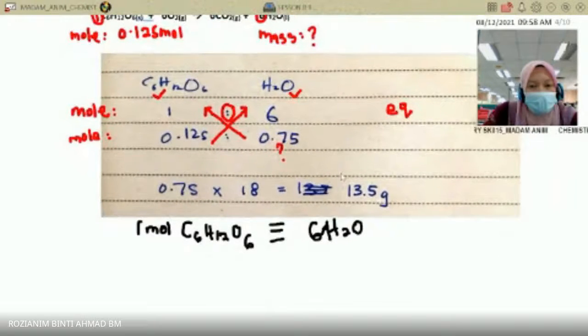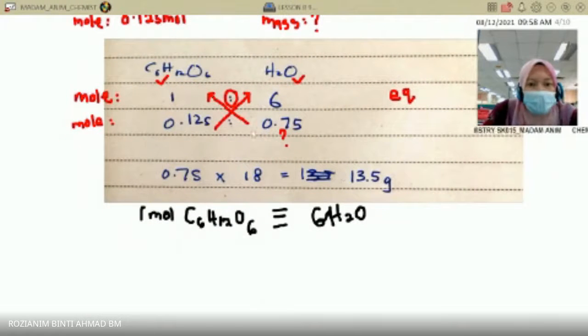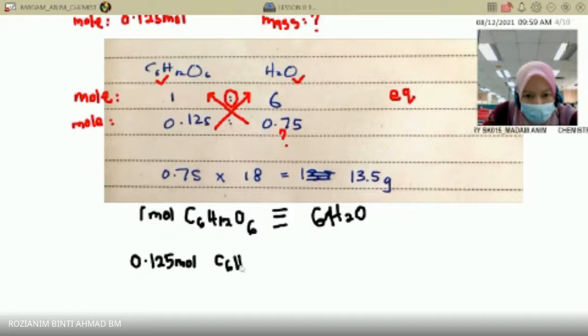Step 2 adalah pada row number 2, we fill up the specific number of mole from the data experiment. So which is 0.125. So kita pindah dekat bawah. So if 0.125 mole glucose, it's equivalent to berapa dekat sini. So macam mana kita nak dapat maklumat dekat sini berapa?